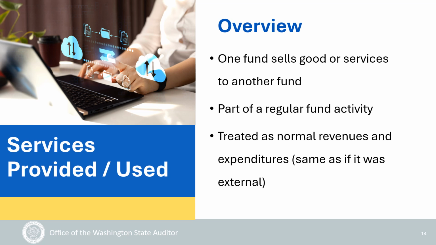The next reciprocal interfund transaction are interfund services provided and used. This is where one fund sells goods or services to another fund as part of their normal fund activity. Since this is just normal activity for the fund, it's accounted for as normal revenues in the fund providing the service and normal expenses in the fund receiving the service. You can pretty much treat it the same as you'd treat a transaction with an external party.